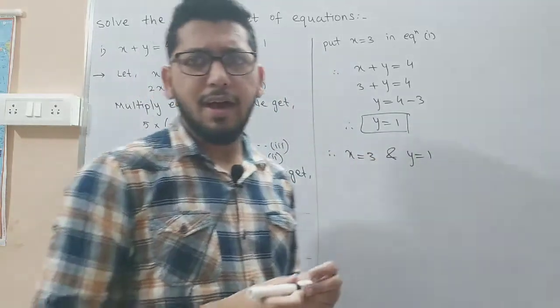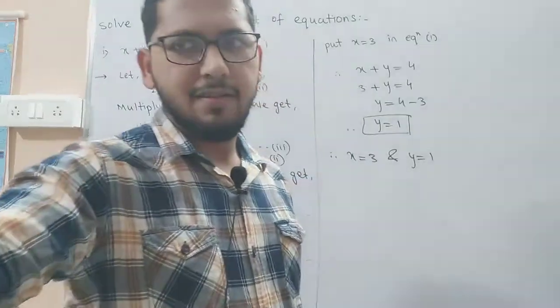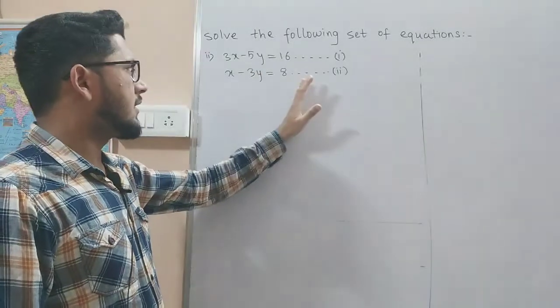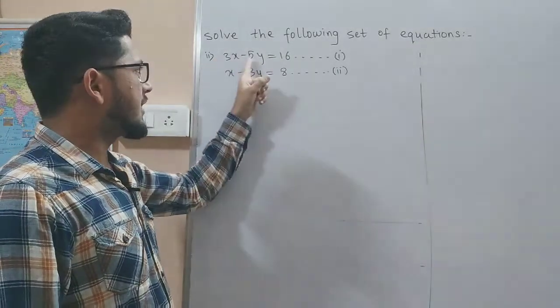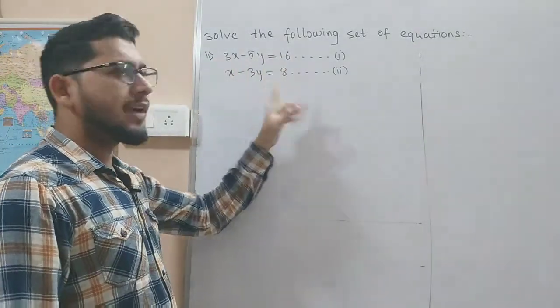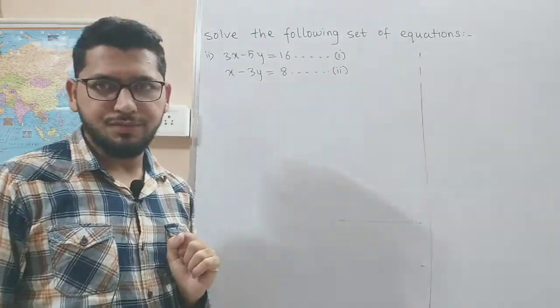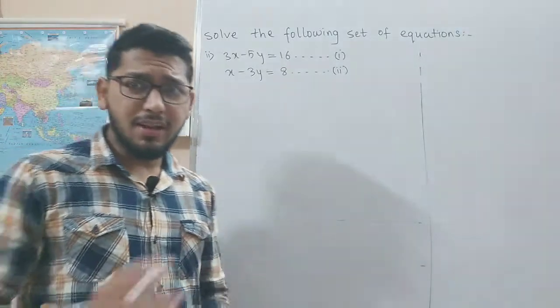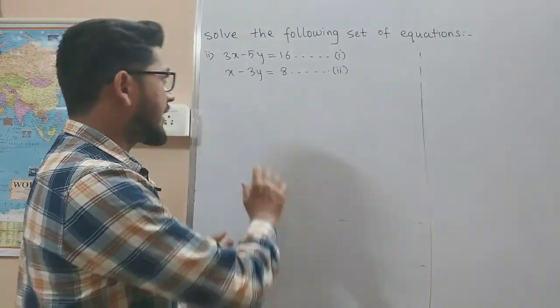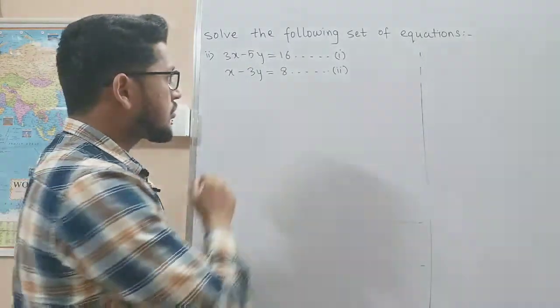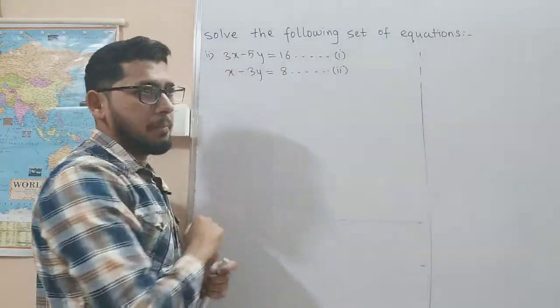Now we'll see the another example. Okay. This is the second question from the practice set. So here it is given that 3x minus 5y equal to 16 and x minus 3y equal to 8. So this is the first equation and this is the second equation. Now here in the last question we made the coefficient of y similar, but in this question we will make the coefficient of x the same.